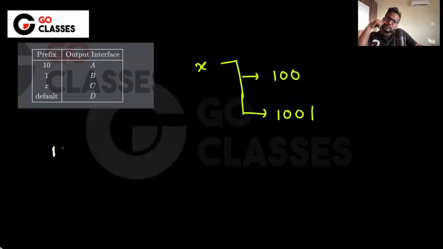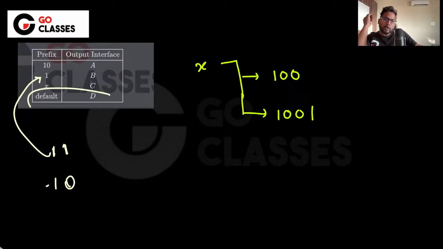See, if something is starting from 11, it will anyway go to B. If something is from 10, then anyway it goes to A or C, right? So in this case, D will not even be needed, right? I think for all the addresses, if it is starting from 0, then it will go to D. Okay. If it is starting from 0, then it will go to D, right?